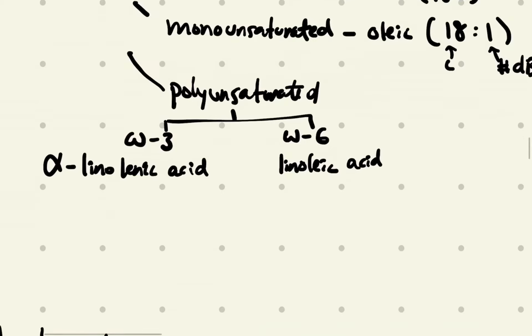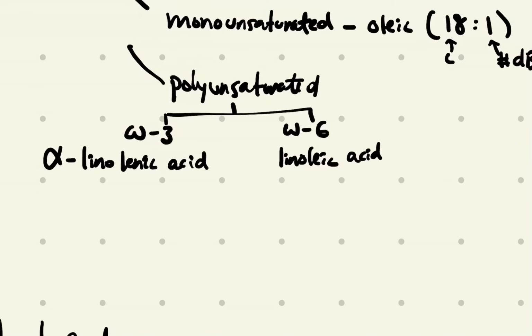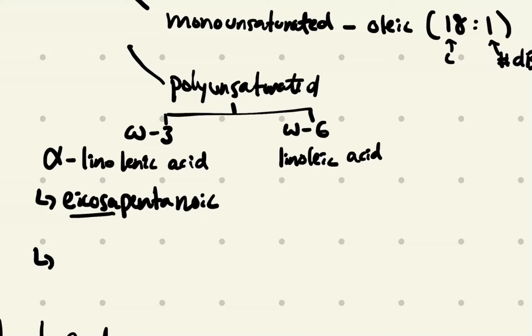Sorry, I had to double check real quick to see if I was pronouncing it right. Now there are going to be several derivatives. Your alpha linolenic acid is going to have two derivatives. The first one is going to give you eicosapentaenoic acid. Eicosa means 20, and penta refers to the number of double bonds. So it's going to have five double bonds in it.